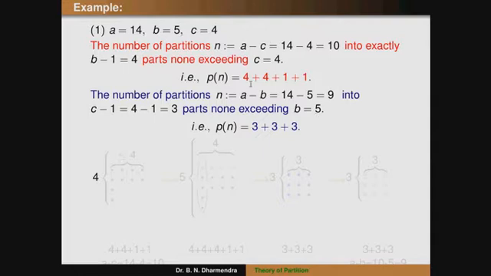See here, what are the terms here? You can observe here 4, that is b minus 1, 4 parts, that is only 4 parts. So 4 parts can be written in terms of number of rows, and none exceeding c, that is in terms of number of columns. You can observe that each part of the partition is not exceeding 4, that is in terms of number of columns. So 10 can be written in terms of parts of the partition, that is 4 plus 4 plus 1 plus 1.